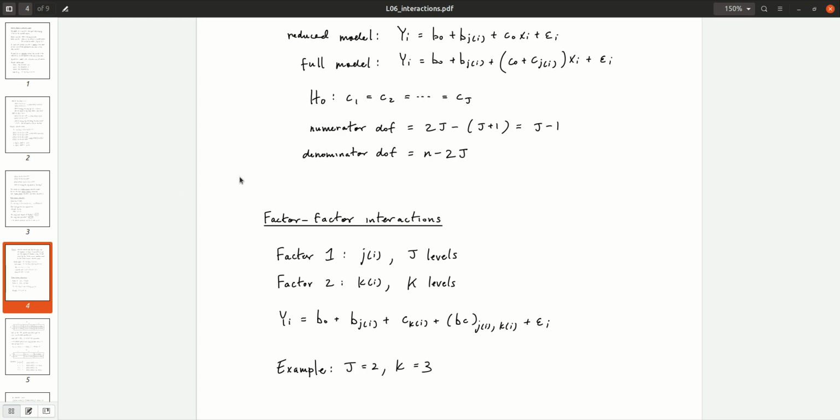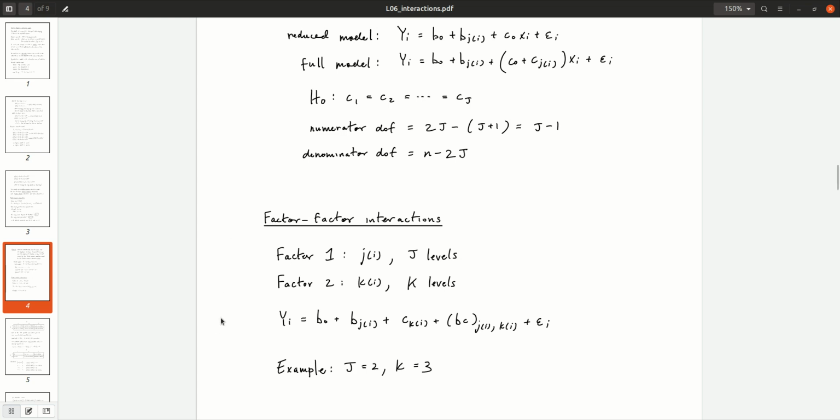So the next thing I want to talk about are factor-factor interactions. So obviously in this case we're going to have two factors. Factor 1 is indicated by j(i). That tells us the level of the first factor for the ith observation, and we have capital J levels. Factor 2 we indicate with k(i). That tells us the level of the second factor for the ith observation, and that has capital K levels.